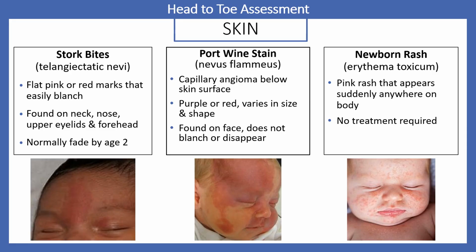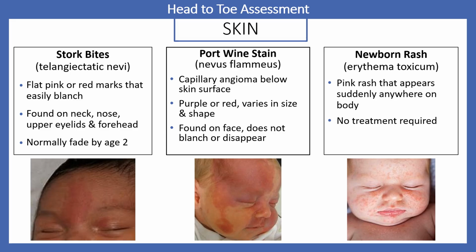The first picture shows a stork bite. These nevi are flat, pinkish red marks that blanch easily. Stork bites are commonly found on the forehead, upper eyelids, neck, and nose, and usually disappear by age 2. The second picture shows a newborn with a port wine stain, and these are less common.